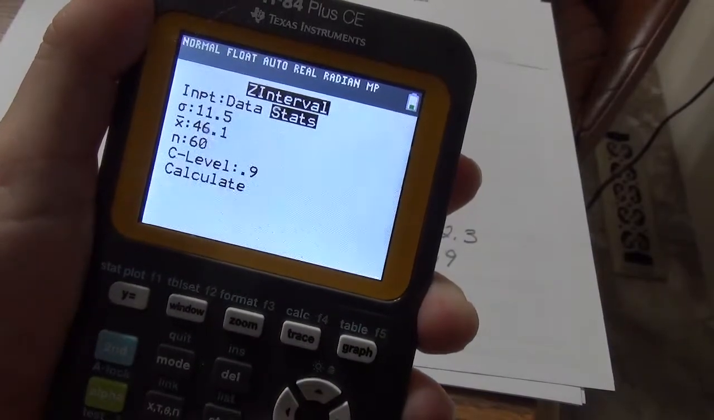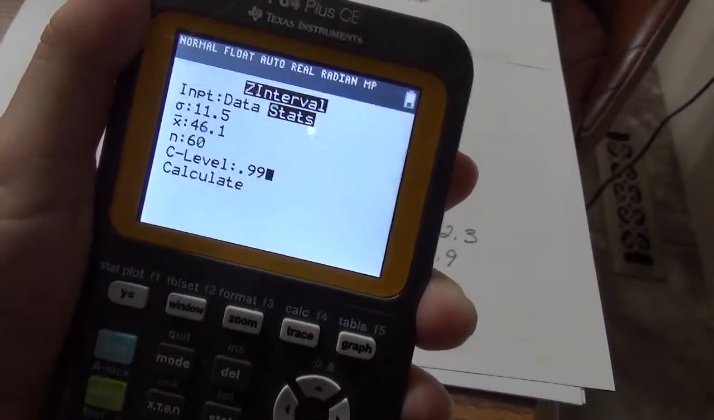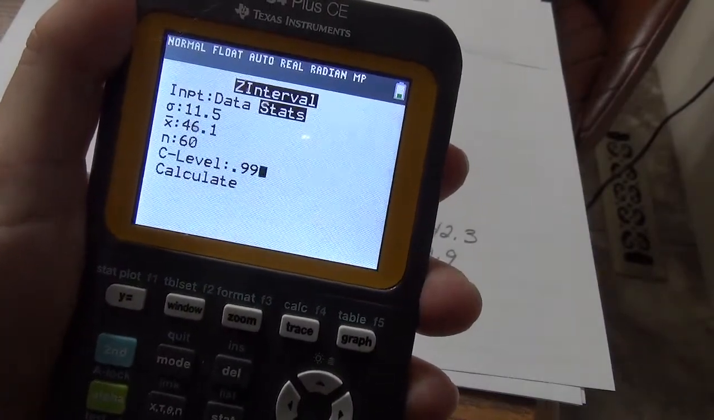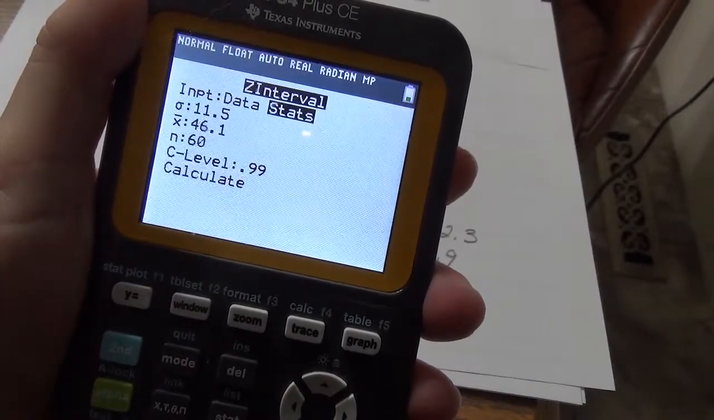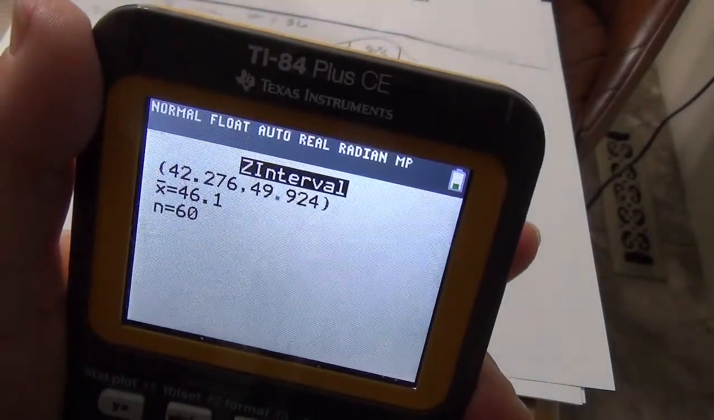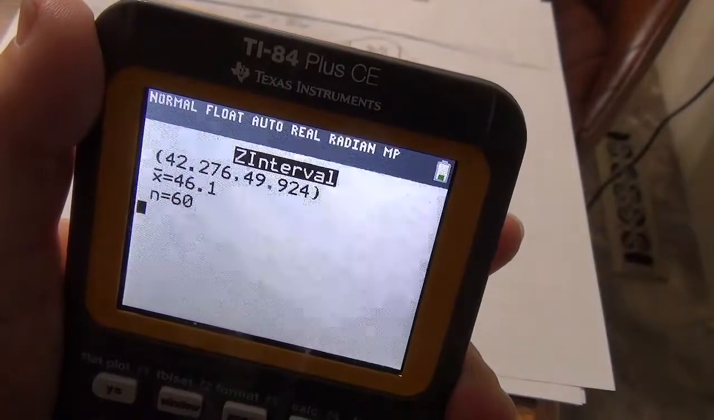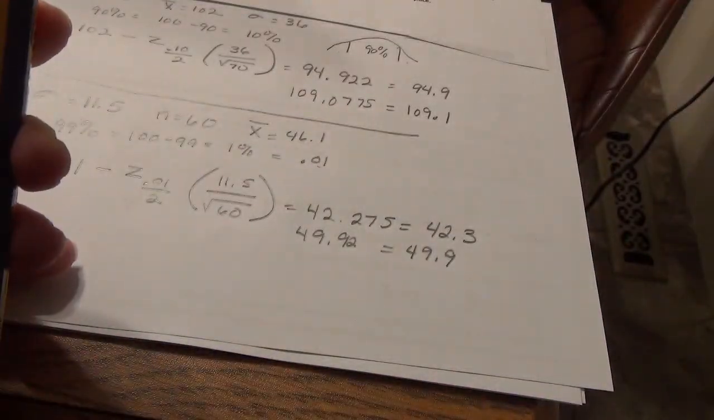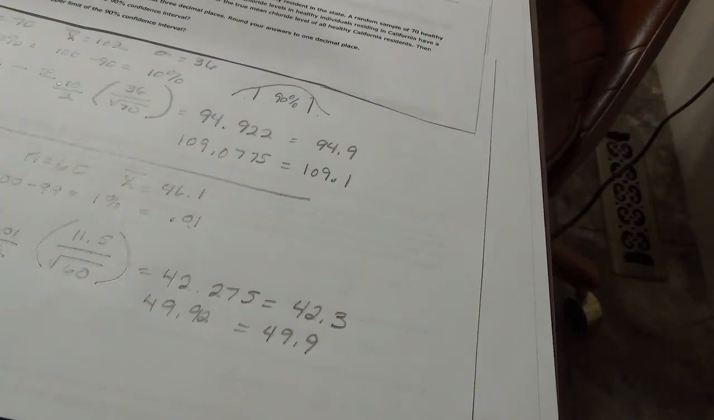And this time my confidence interval, we used the actual one from the problem, which was 99%. So I'm using 0.99 when I put that in there. And I'm going to cursor down and hit calculate. And then I'm going to see if I got the same answer. So I got 42.3 when I round that off, and then 49.9. 42.3 and 49.9. I got the same answer both ways, so I probably have it correct.